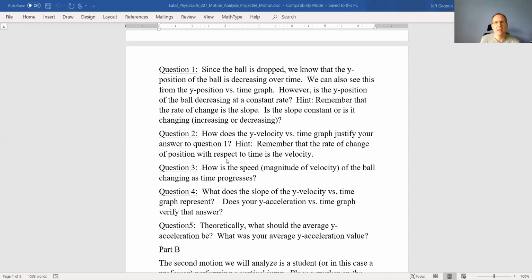Question 3, how is the speed, which is just the magnitude of velocity of the ball, changing as time progresses? Is it increasing or decreasing? Right? Is it getting faster or slower as it falls? Because we're just talking about speed. We don't care about direction. We know the velocity is negative.